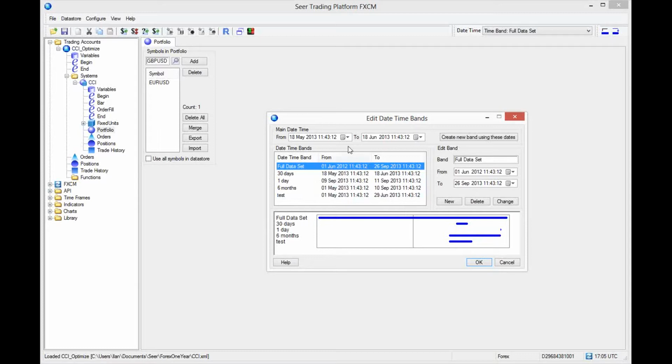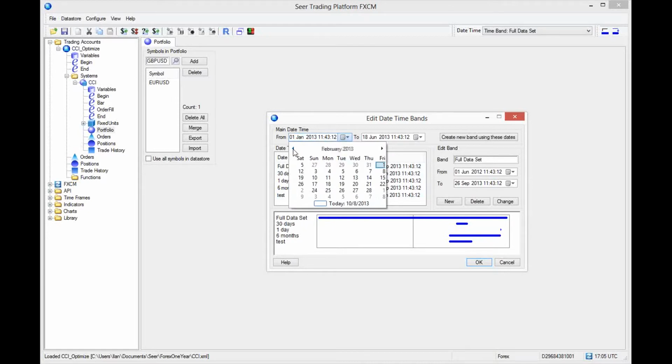Right? So let's go ahead and actually create another data set. Let's say ranging from the start of our data set. Let's call it the 1st of June 2012.